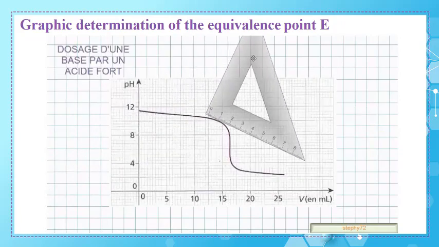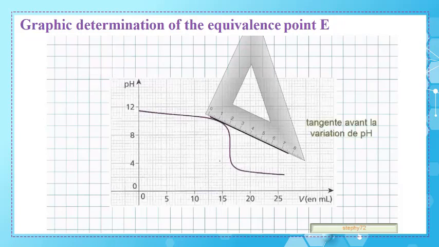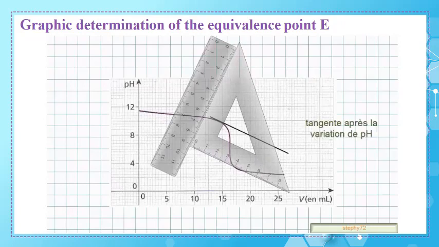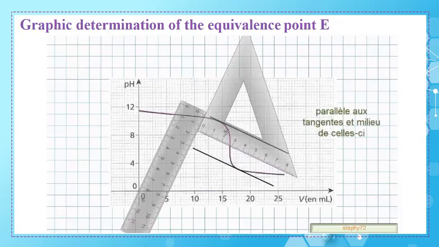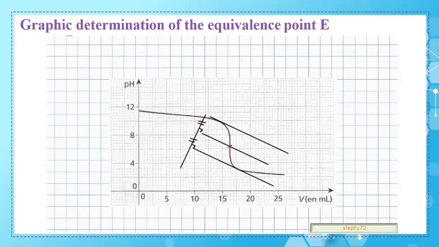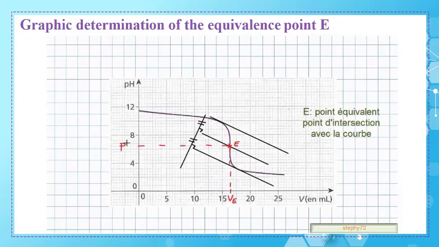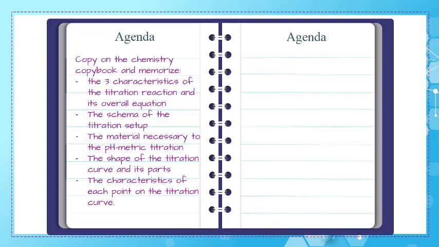Now let's consider the other way around. It means the base is in the beaker and the acid is in the burette. In the same way, the first tangent, the second parallel tangent, and then, yes, the line that is equidistant of both tangents. And as you can see, this line cuts the curve at the equivalence point E, having an abscissa VE and an ordinate, the pH at equivalence. So this is how to determine graphically the equivalence point E.